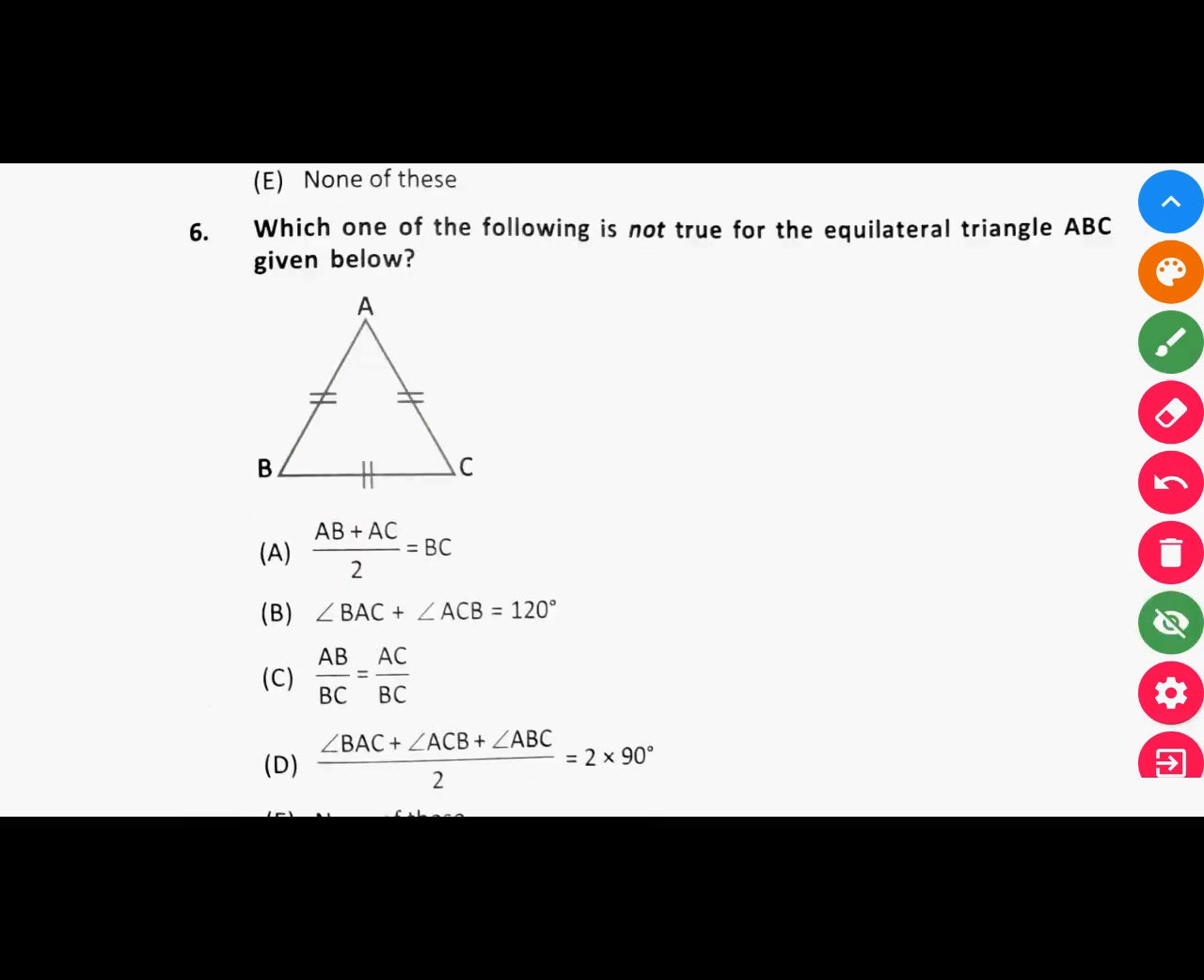Which is not true? We have to find. AB plus AC divided by 2 is equal to BC. Yes, it is correct. Angle BAC plus angle ACB is equal to 120 degrees. Yes, it is also correct because all the angles are of 60 degrees. AB upon BC is equal to AC upon BC. Equal, correct.